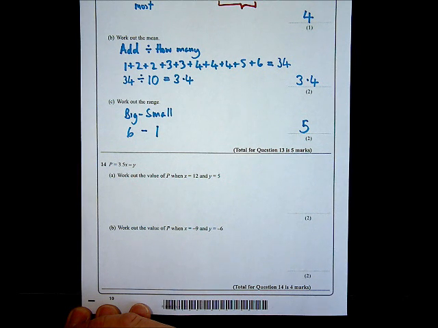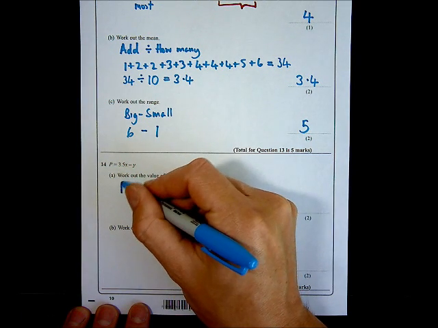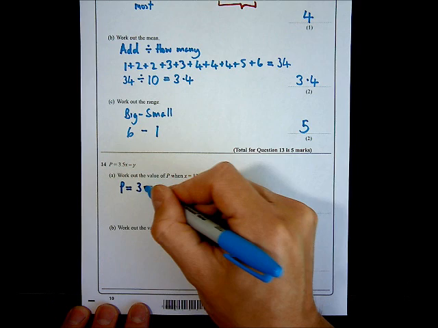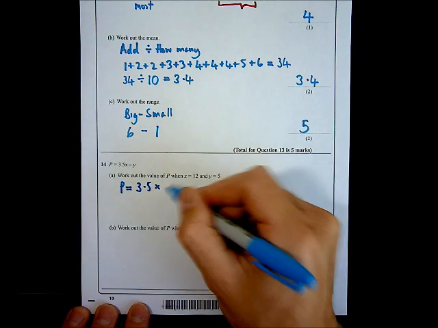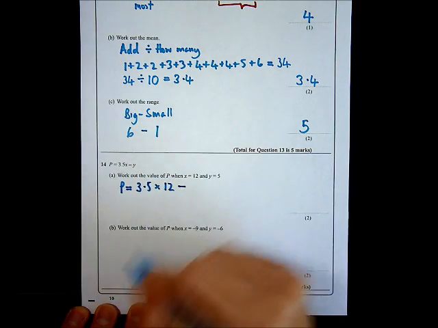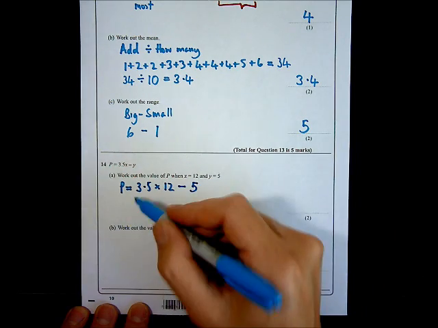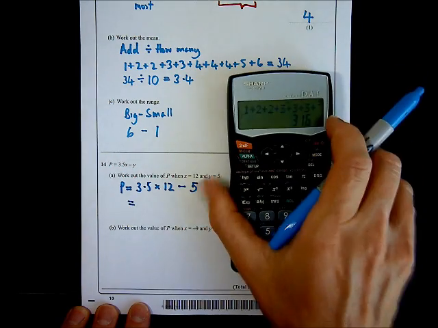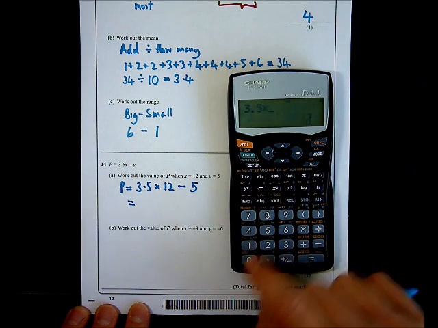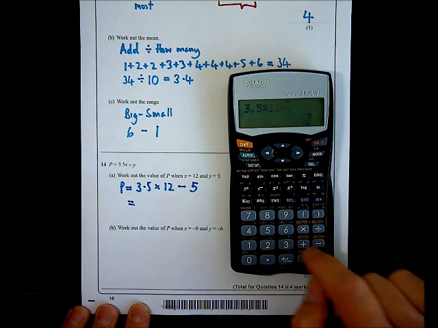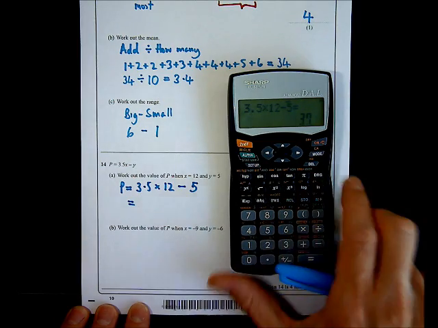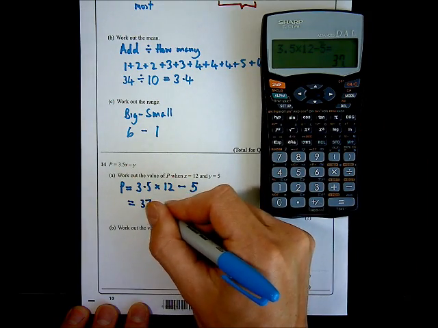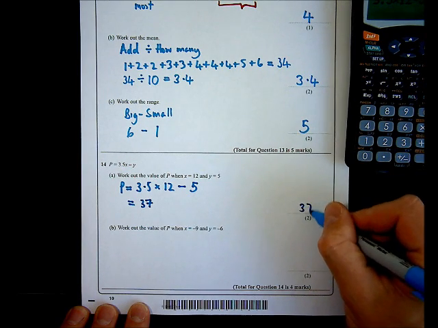In question 14, I'm told that p equals 3.5x, take away y, and I'm asked to work out the value of p when x equals 12 and y equals 5. So I'm going to write my formula down. P equals 3.5 times by x, and I'm told that x is 12. And I want to take away from that my y value of 5. So I've got a calculator so I can work that out. 3.5 times 12, take away 5. And that's 37. So my answer for P would be 37.